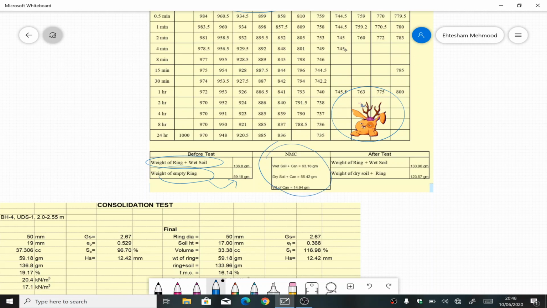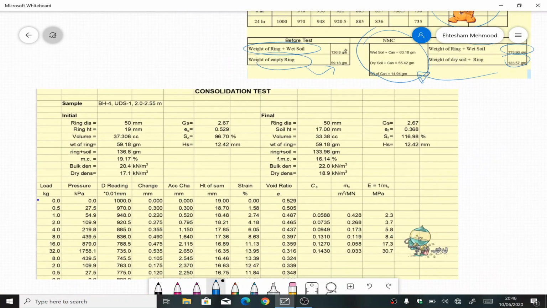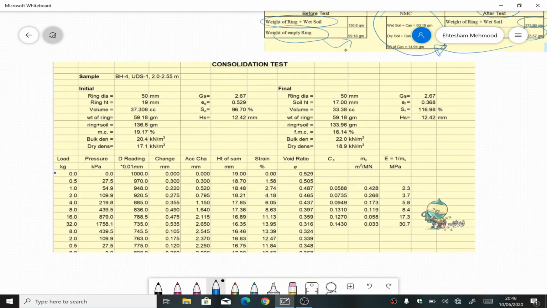Before we do this oven drying, we also have to note the weight of the ring plus wet soil for the sample after all the loading and unloading procedure is done. So after noting it, then we note the dry weight, and from that we can find out the moisture content of the soil specimen. So after this initial data has been done, then we go for the calculation work.